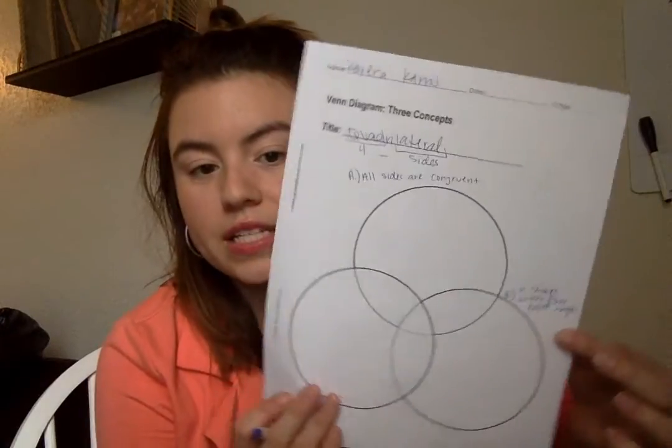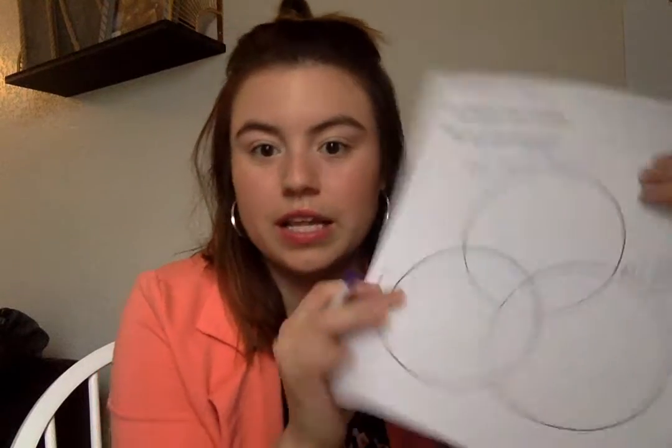Perfect. A shape with four right angles. And then we have our last concept, which is our last circle here, and that's going to be concept number C. I'm going to name that with a shape that has two sets of opposite parallel sides.